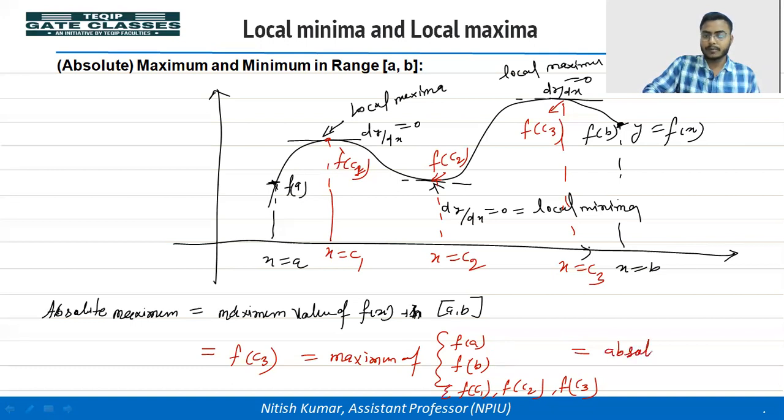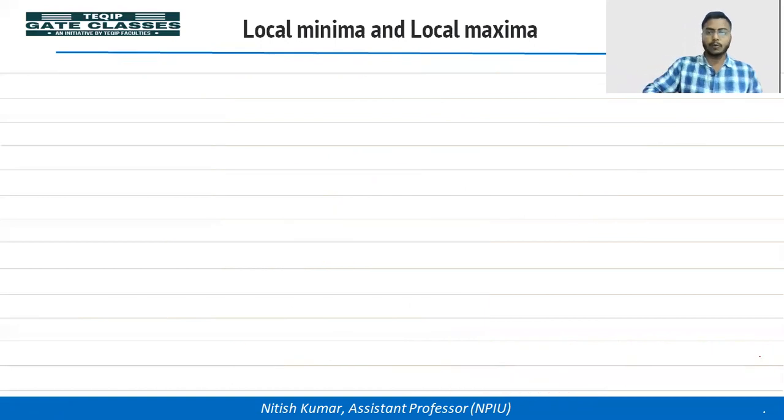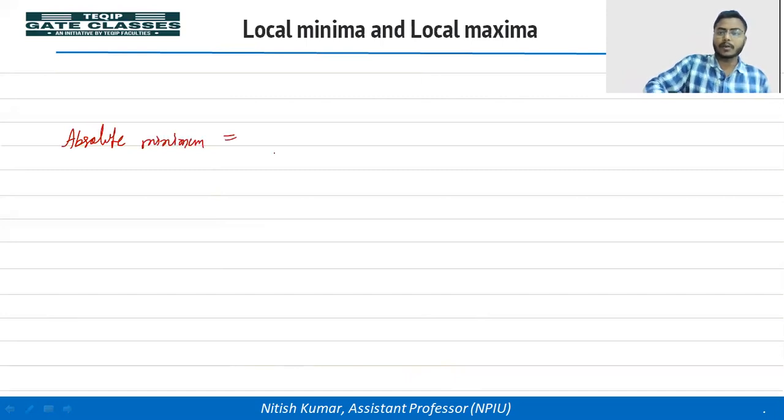एब्सोल्यूट मैक्सिमम, राइट. Or we can write for the absolute minimum also. So absolute minimum क्या होगा, absolute minimum का मतलब क्या है कि जो आपको रेंज दिया गया है a to b, so you have to find the minimum functional value between a and b, right?